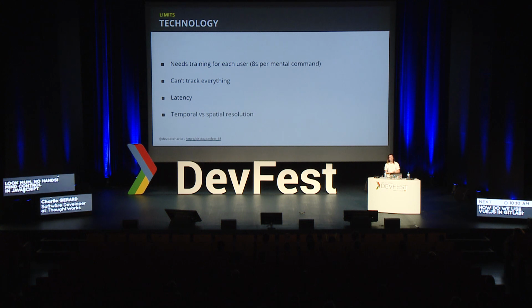And another limit is the temporal versus spatial resolution. When you have an EEG brain sensor, like this one, the temporal resolution is pretty good because the data comes quite fast. But spatially, it's not great because 14 sensors can't actually track everything that's going on in the brain. But you have other ways to track brainwaves, like fMRI, where the spatial resolution is great because you see the entire brain when you scan. But temporally, it's not great because the scans don't come back as often as you would like.